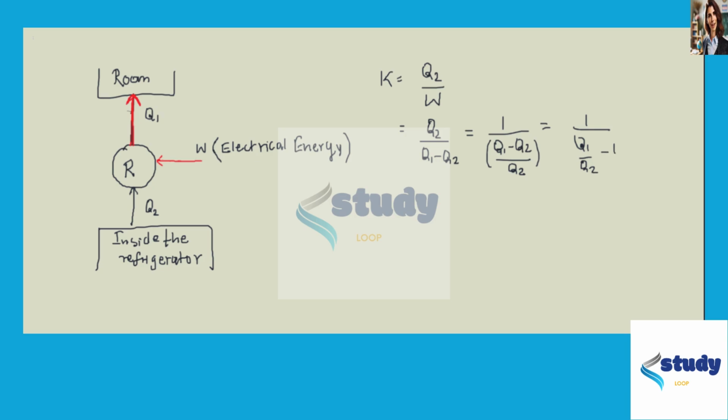Now for a heat engine, Q1 by Q2 will be equal to T1 by T2. So I can write this further as 1 upon T1 by T2 minus 1.